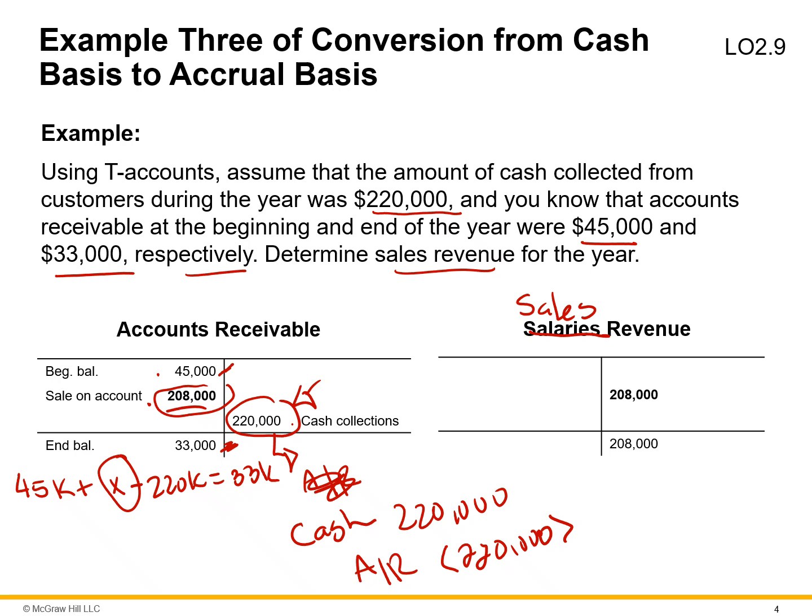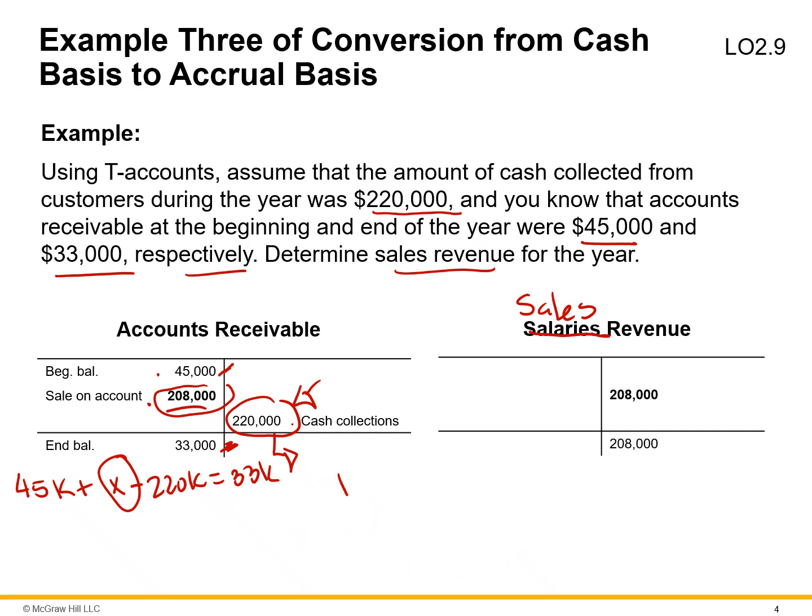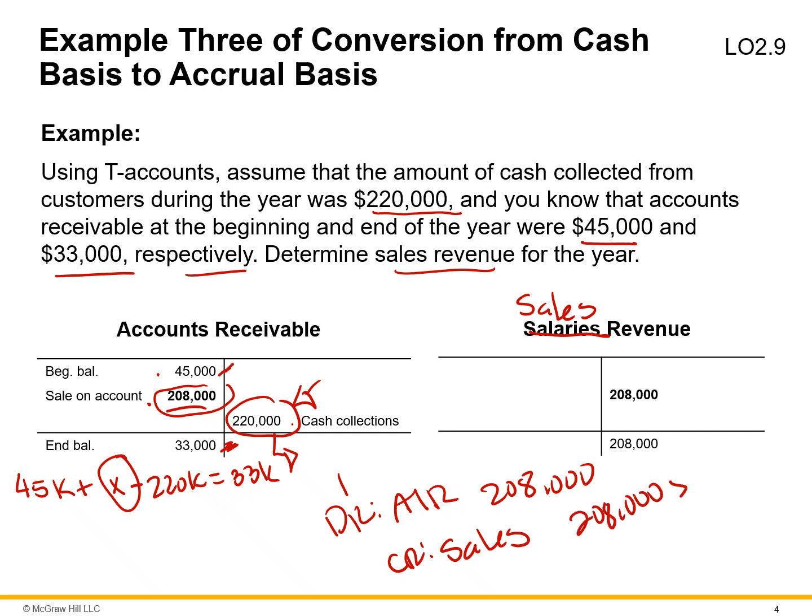Why did we have a debit to accounts receivable for 208,000? I'm just going to erase this to make more room. You debit accounts receivable for 208 because you made sales, or revenue, of 208,000. You just haven't received the cash for it yet. So that's where this credit comes from, under revenue, and that's the accrual basis revenue.